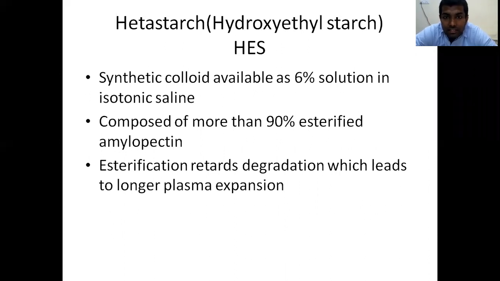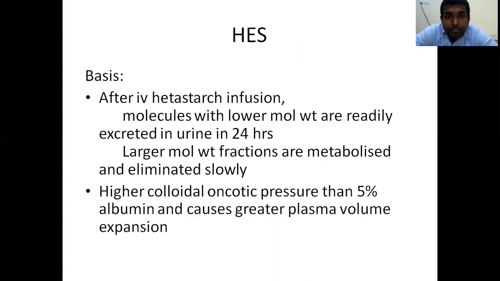What is hetastarch? That is HES, hydroxyethyl starch. It is a synthetic colloid available as 6% solution in isotonic saline. It is composed of more than 90% esterified amylopectin. This esterification retards the degradation, which leads to longer plasma expansion. So if you need plasma expansion for a long period of time, the fluid used is hetastarch.